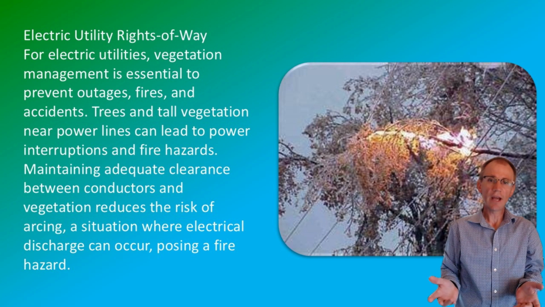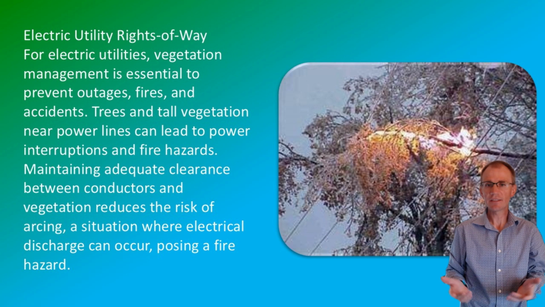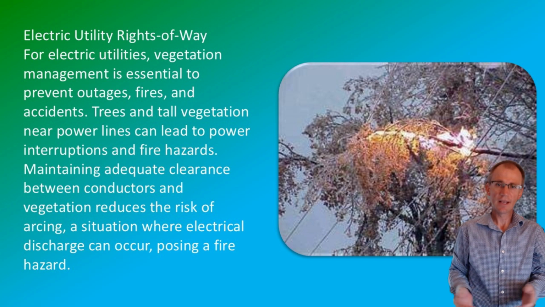Electrical utility rights-of-way. For electric utilities, vegetation management is essential to prevent outages, fires, and accidents. Trees and tall vegetation near power lines can lead to power interruptions and fire hazards. Maintaining adequate clearance between conductors and vegetation reduces the risk of arcing, a situation where electrical discharge can occur, posing a fire hazard.